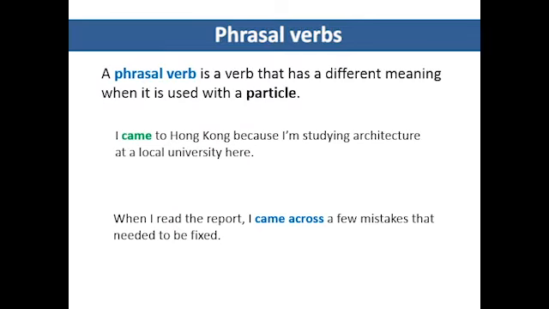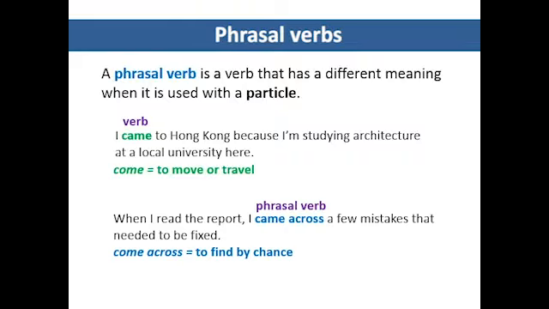A phrasal verb is a verb that has a different meaning when it's used with a particle. What is a particle? Let's look at an example. In this sentence, we are using the verb come, meaning to move or travel to a place. In this sentence, we are using the verb come as part of the phrasal verb come across. To come across means to find something by chance.